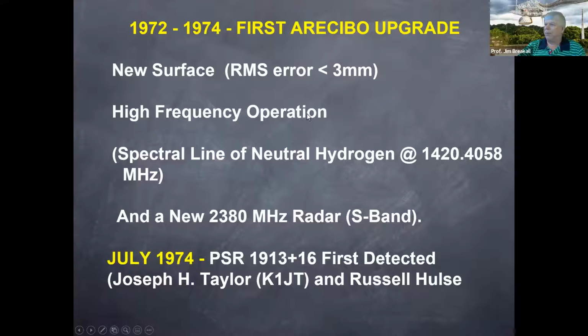They also, I'll mention this later, this was a big thing I was involved in. They actually involved high frequency operation, and they could go up to much higher frequencies to observe things in the universe that were of importance to astronomy. And also a new radar was put in, a 1 million watt radar at what's called S-band for doing what's called planetary radar and asteroid radar to look at planets and asteroids.